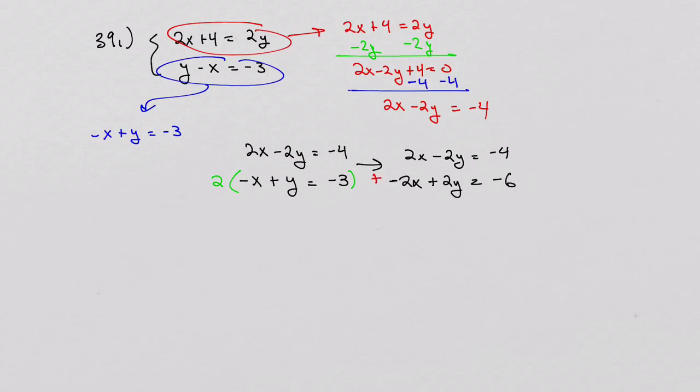Now I'm going to add these two equations together. We've got 2x plus negative 2x, those are going to cancel. And then we've got negative 2y plus 2y, so those are also going to cancel. On the left-hand side, all I have is 0. And on the right-hand side, negative 4 plus negative 6 is equal to negative 10. So we have 0 equals negative 10.